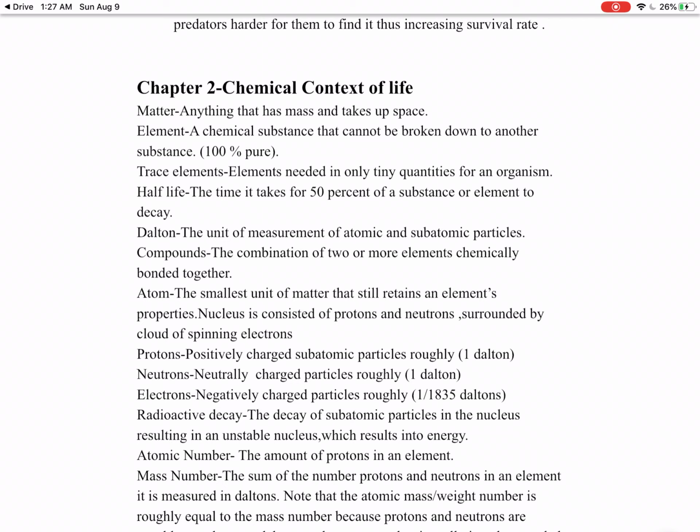Matter is basically anything that has mass and takes up space. So we are surrounded by countless amounts of matter. Non-scientifically speaking, matter is pretty much just stuff.